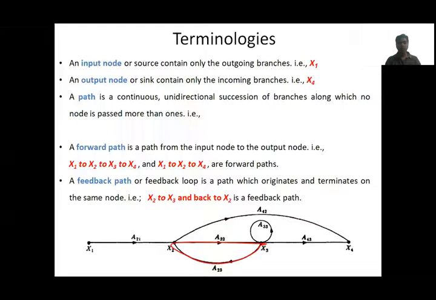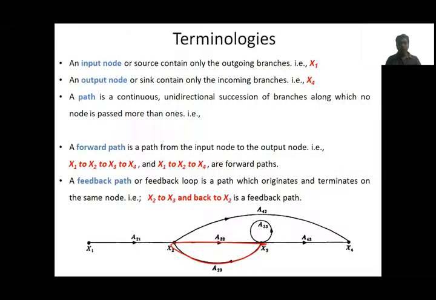Then feedback. A feedback path is when you start a path at one node, and after traveling through some other nodes, it comes back to the origin node. That is called a feedback path. In this example, the signal started at x2 and traveled to x3, then from x3 it came back to x2. This is called a feedback path or feedback loop.